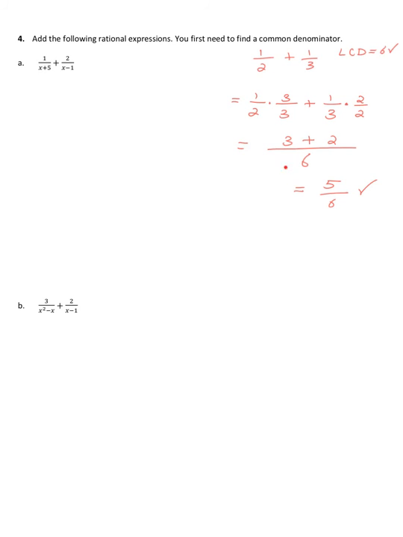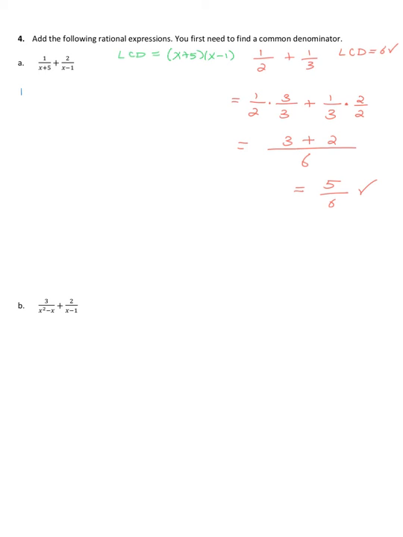I wanted to work this out because over here, the process is going to be identical. Step 1 is going to be, well, what's my least common denominator? These two denominators have one factor each, and they're both different, so I'm just going to multiply the two together, which is going to be, I'll take x plus 5 and multiply that to x minus 1. That's my least common denominator.